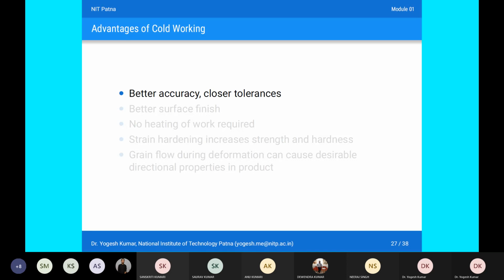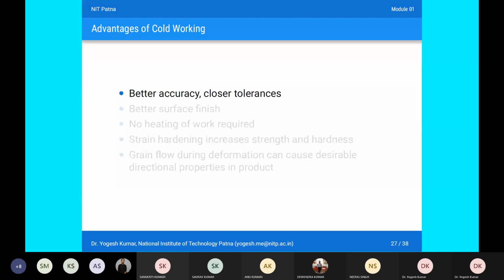Why is it having better accuracy? Because these processes, as I have told, are net shape processes or near net shape processes. Okay, so since we are having better accuracy, the process is near net shape process. We obtain closer tolerance. Okay, we are able to obtain closer tolerance.